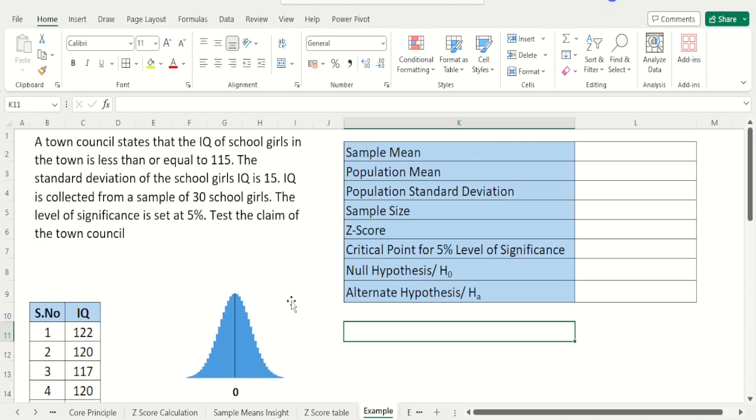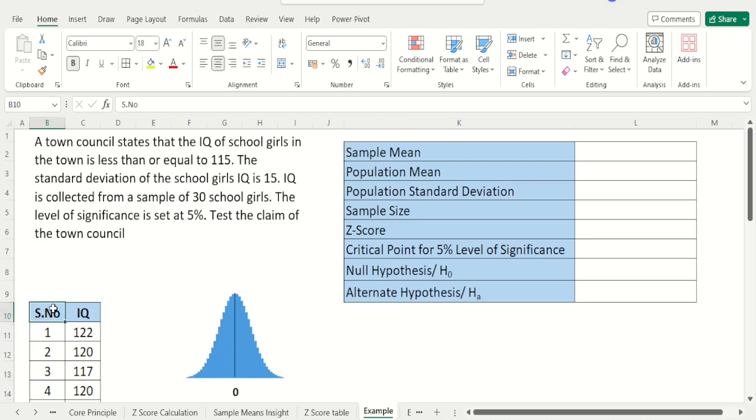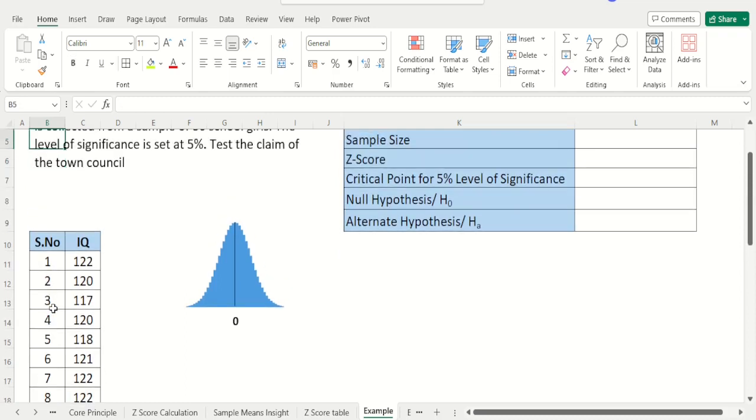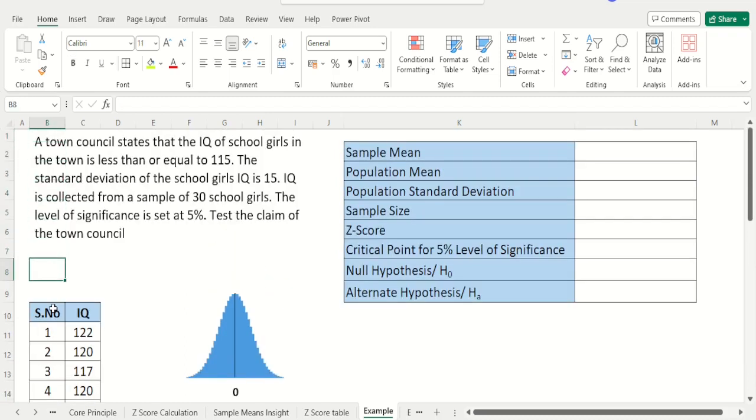That becomes our sample. And here, from row number 11 onwards, all the way till row number 40, you have the IQ of those 30 girls who were selected at random, and their IQ was collected. Okay, the level of significance has been set as 5%. Now what we have to do is use the hypothesis test to conclude, to reject or fail to reject the null, to see if this statement of the town council seems to be accurate, that the IQ of the schoolgirls is less than or equal to 115.